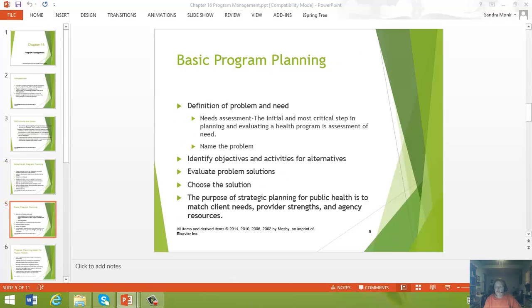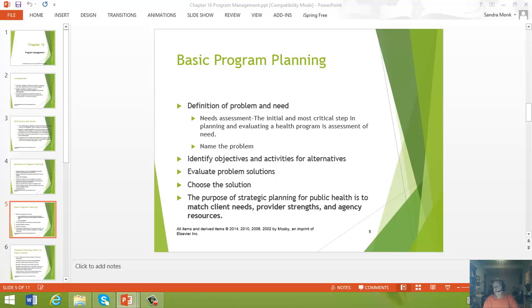So a definition of problem and need. A needs assessment is the initial and most critical step in planning and evaluating a health program. It is the assessment of a need. And so then you'll name the problem, you'll identify objectives and activities, and then even look for alternatives related to those objectives and activities. Evaluate problem solutions. You will choose a solution.